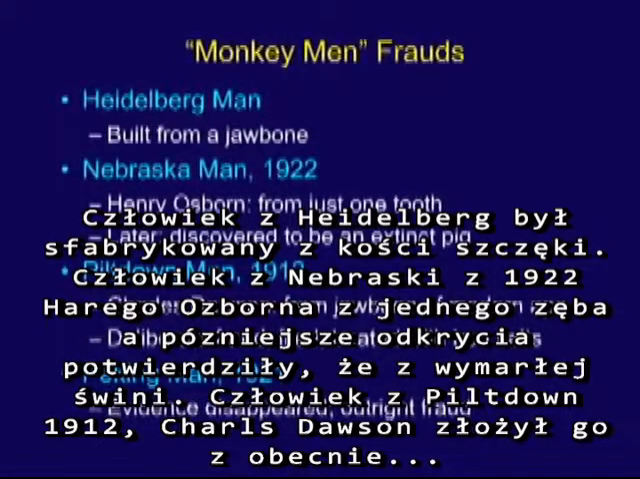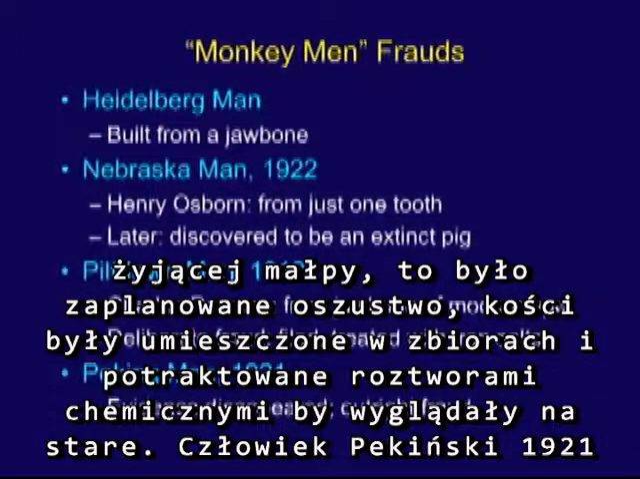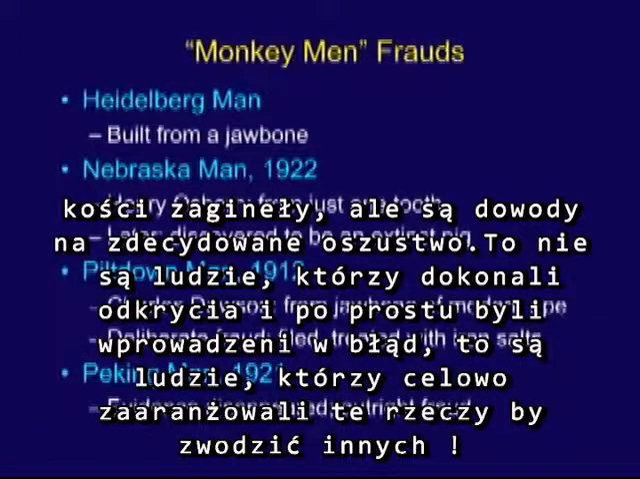The Heidelberg man was contrived from a single jawbone. The Nebraska man in 1922, Henry Osborne, did it from just 1 tooth, and they later discovered it was from an extinct pig. The Piltdown man you hear so much about. Charles Dawson developed this from the jawbone of a modern ape. It was deliberate fraud. We now know it was filed and treated with iron salts to look old. If you get to the Peking man in 1921, the evidence has disappeared, but it also bears evidence of an outright fraud.